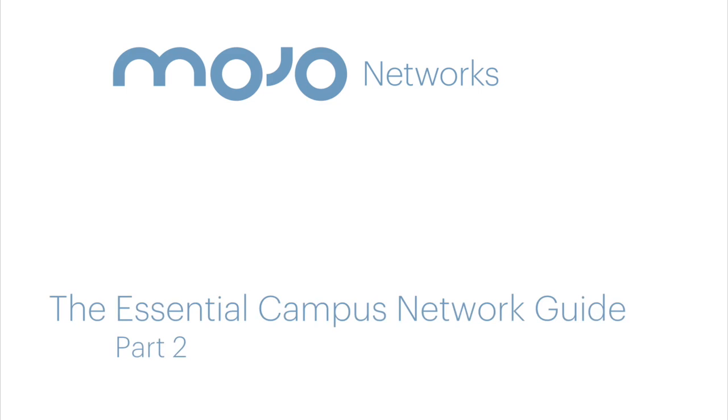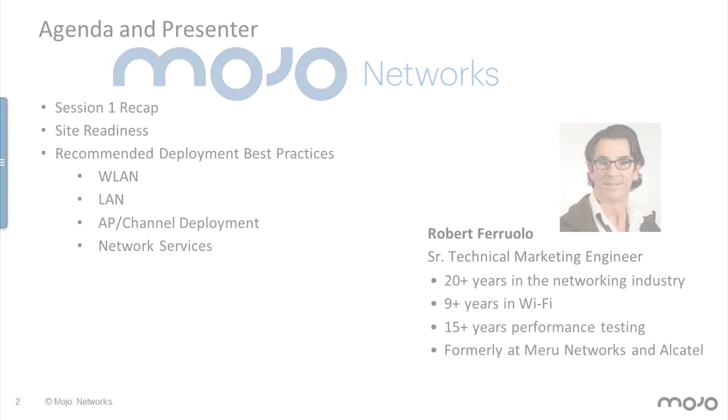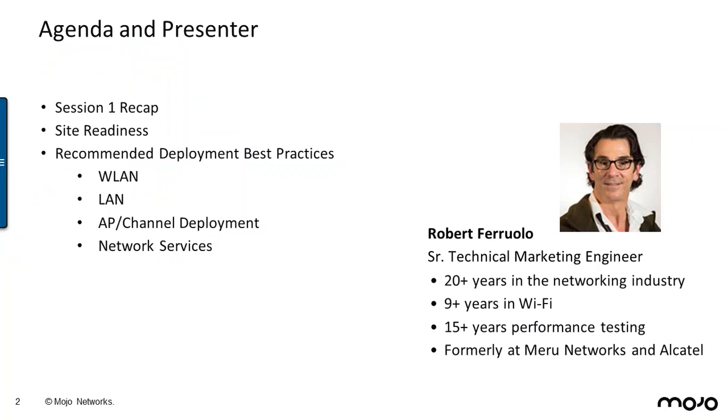I'd now like to pass the floor to our presenter today, Robert Ferrulo, who's a Senior Technical Marketing Engineer with Mojo Networks. Robert comes to Mojo with over 20 years of experience in the networking industry and nearly a decade in Wi-Fi, along with 15 years of experience in performance testing. Today, Robert's going to kick off the second in a three-part series around campus networking. In this session, Robert will be taking you through the deployment best practices for Campus 802.11ac Wave 2.